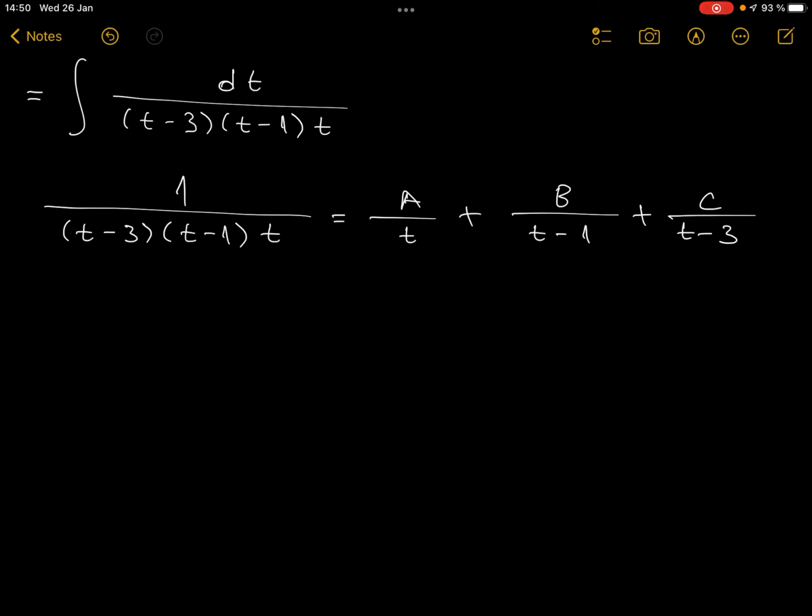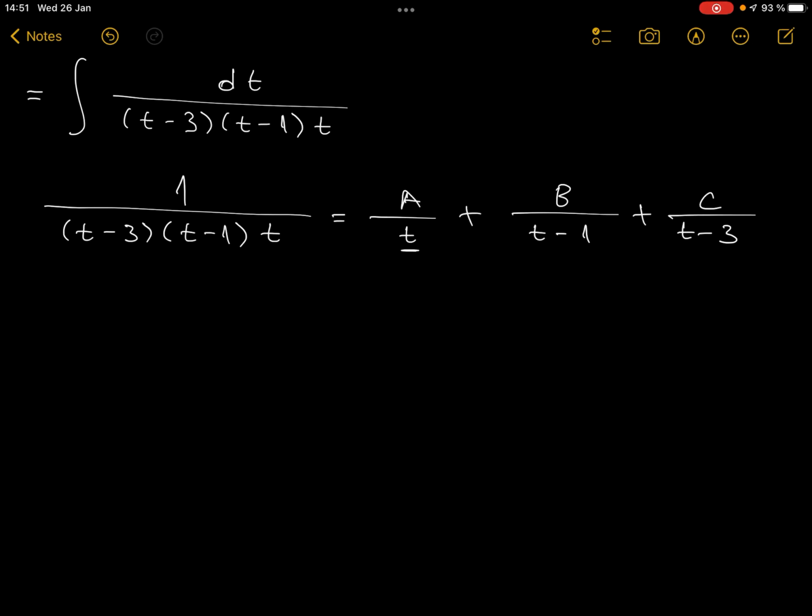So what we want to do in order to find the coefficient a is to ask ourselves: what value does the t in the denominator have to have such that the entire denominator is equal to 0? In this case, it's easy. t is equal to 0.